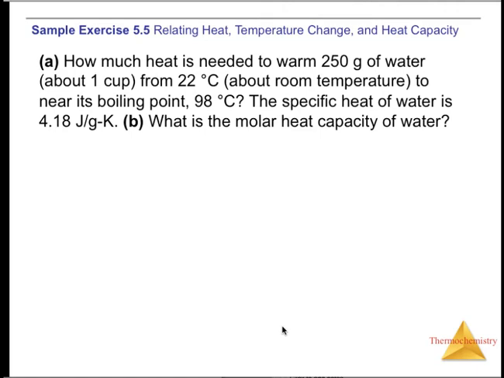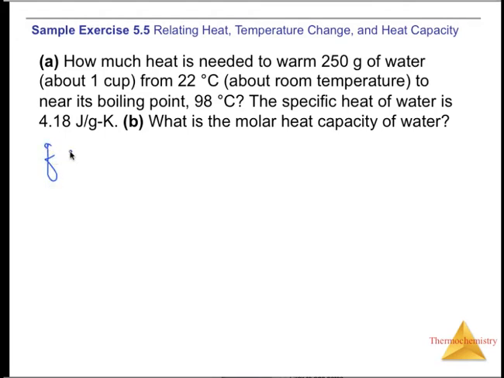So let's relate heat, temperature change, and heat capacity. How much heat is needed to warm 250 grams of water from 22 degrees Celsius to near its boiling point, 98 degrees Celsius? The specific heat of water is 4.18 joules per gram Kelvin. How much heat is needed?